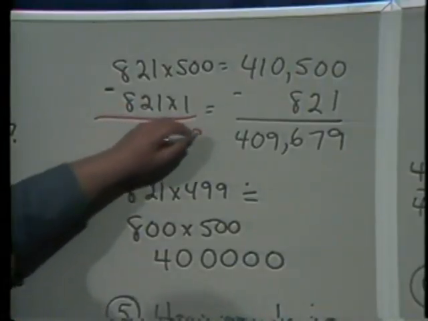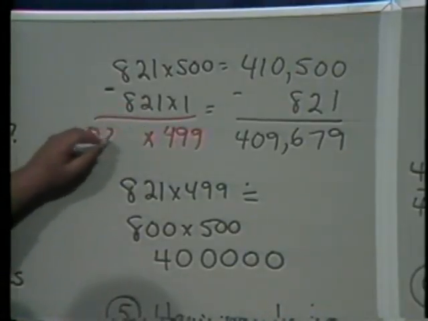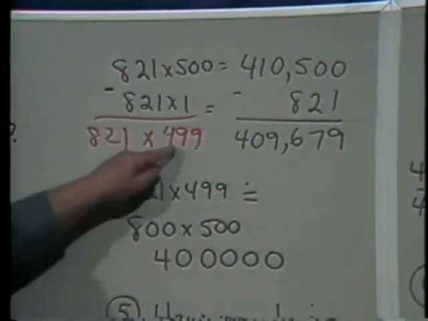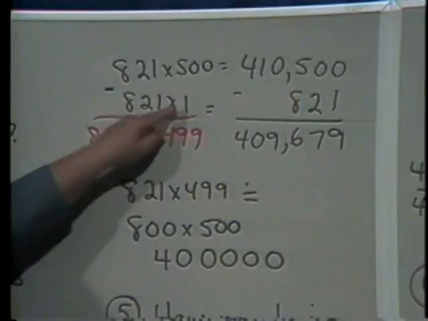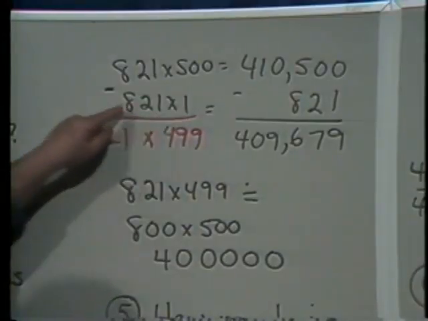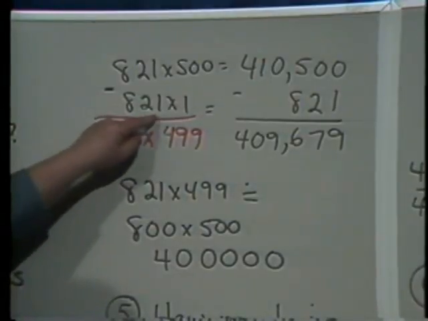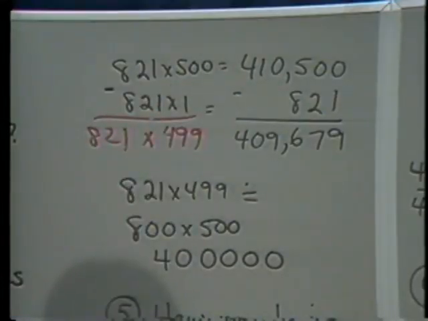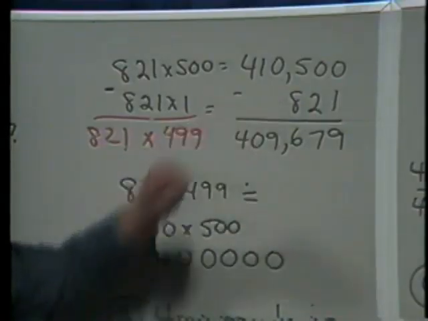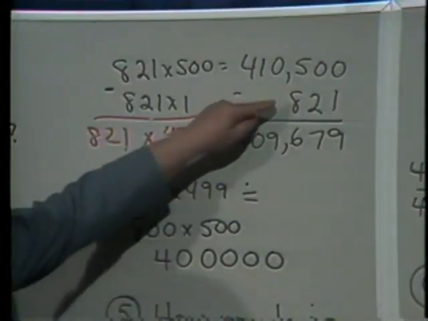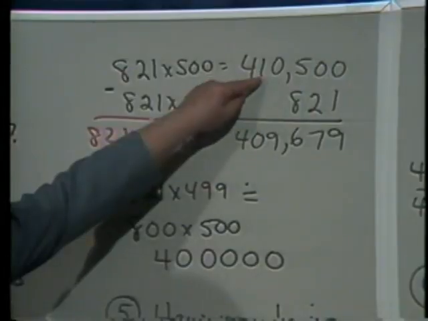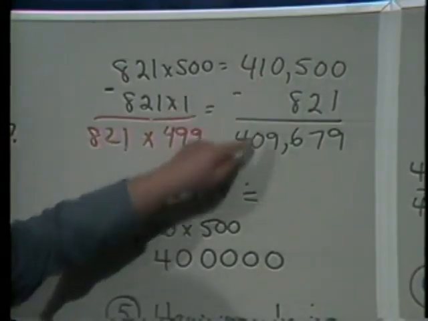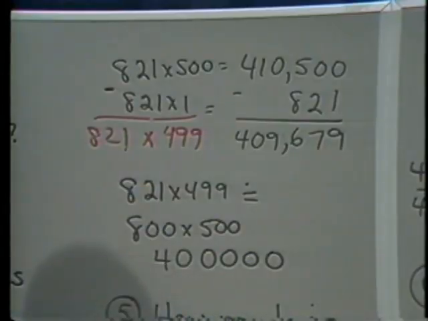That gives me what? 499 821s. The part that I call tricky isn't that you're subtracting 1. It's that you're subtracting 1 821. See, what you're going to do is what? This is the sum of 500 821s. This is 1 821. If I subtract 1 821 from 500 821s, what's left is 409,679, which is the same answer as before.